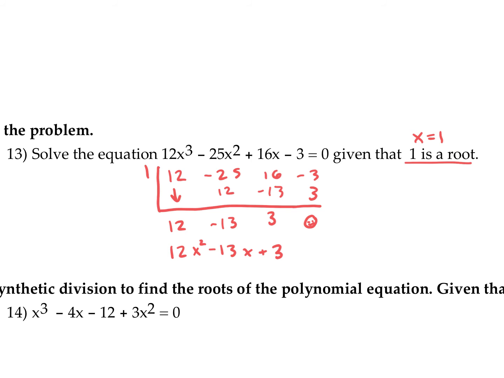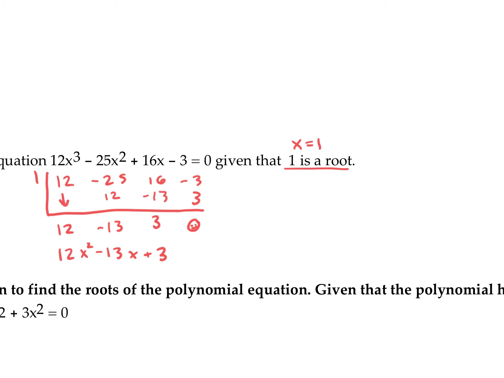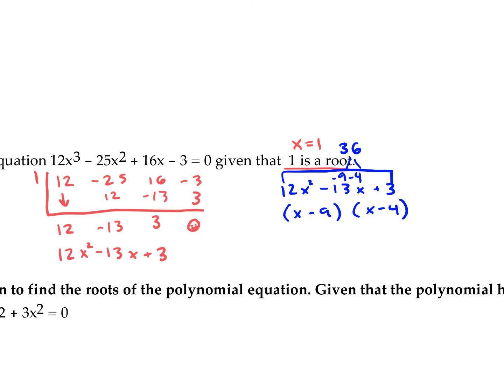And then we can factor this. How would I factor? 12 times 3 is 36. Do I have 2 factors of 36 to add to 13? 9 and 4. Negative 9 and negative 4. So x minus 9, x minus 4. What can I not forget to do? Divide by 12.